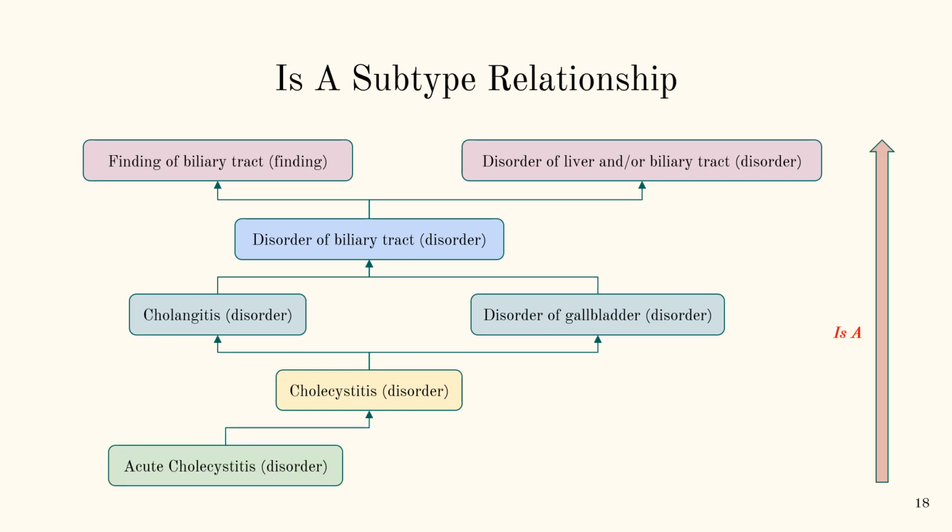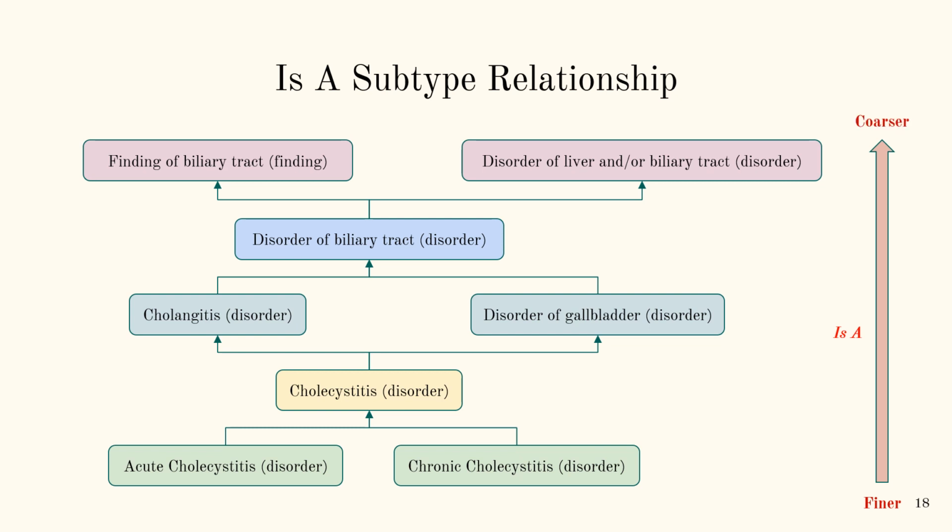Incidentally, these are easy relationships, and we have acute cholecystitis and chronic cholecystitis as subtypes of cholecystitis. It goes from finer at the bottom to coarser at the top, and you can imagine the entire thing ultimately leads to one root concept, which is the SNOMED CT concept itself. Because they are all related to each other, every concept within SNOMED CT is a SNOMED CT concept.